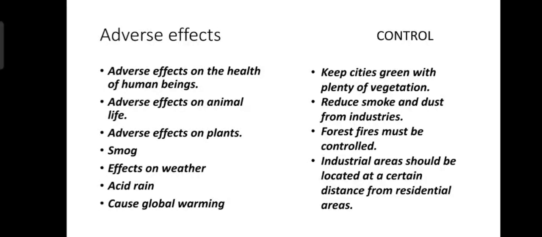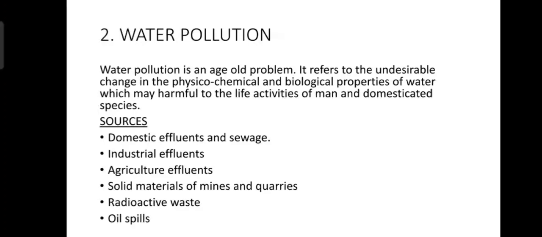Control: we can keep cities green with plenty of vegetation, reduce smoke and dust from industries. Industrial areas should be located at a certain distance from residential areas. Next is water pollution. Water pollution is an age-old problem.